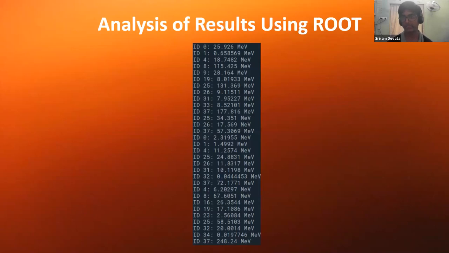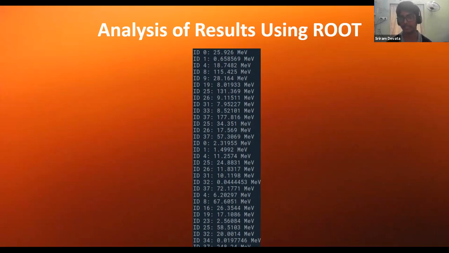And once we get the results from GEANT4, we use a software called Root. A sample output is shown on the screen here where you have IDs. These IDs are the organ IDs in the GEANT4 human phantom module. Each organ ID corresponds to one particular organ, and you can also see the amount of energy deposited. So Eshani will be explaining a little bit more about how we did the analysis using Root and Python. Thank you, Shireen.